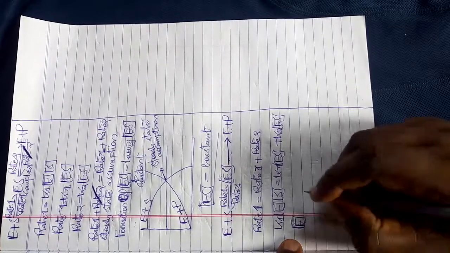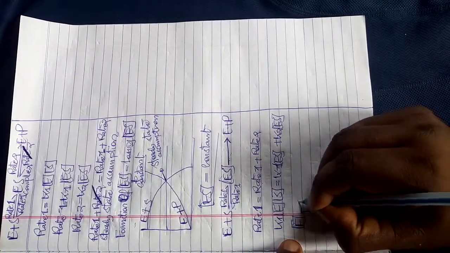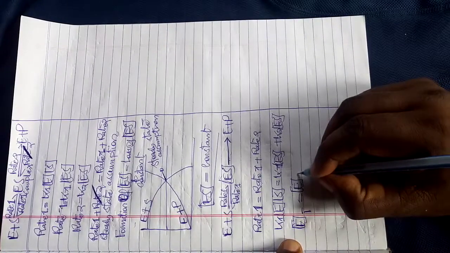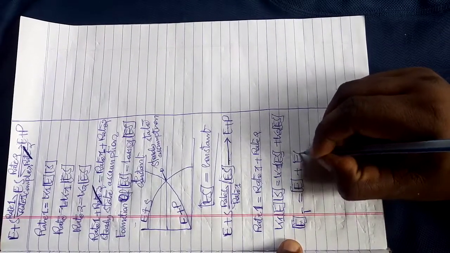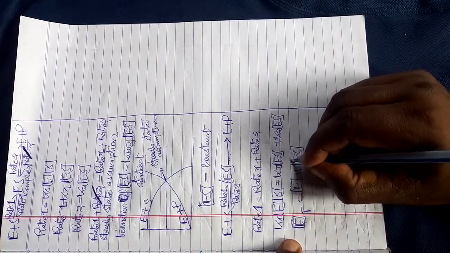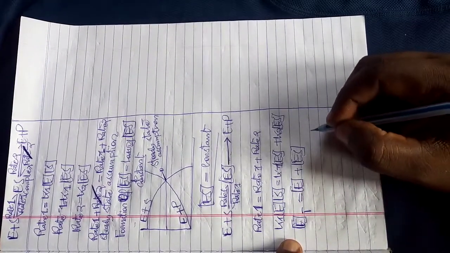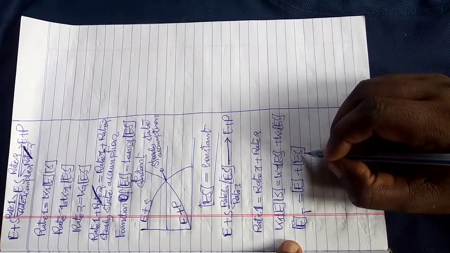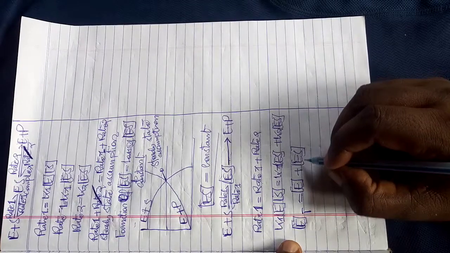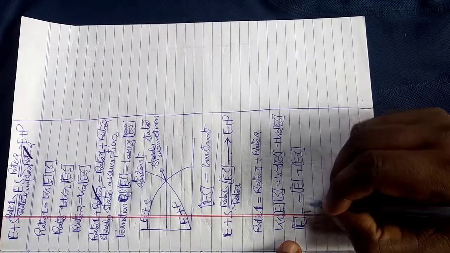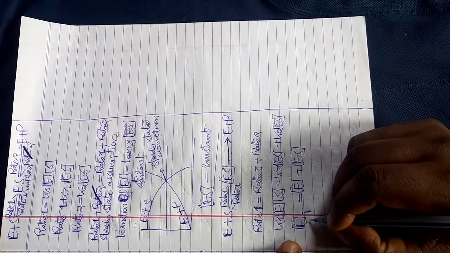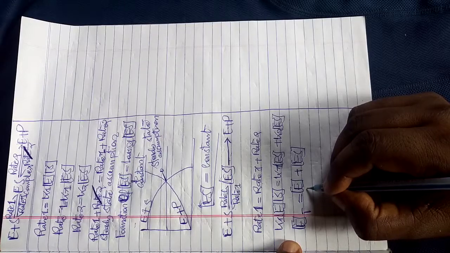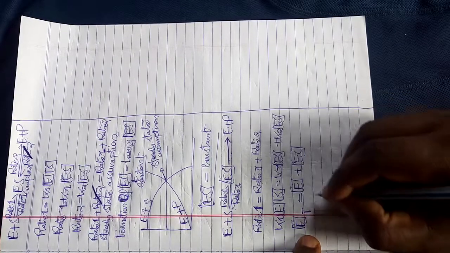So we say that total enzyme concentration is equal to free enzyme concentration plus enzymes that have bound to substrate, or binding enzymes. So enzymes that have bound to substrate plus free enzymes is equal to total enzymes. So now let us make free enzyme concentration the subject.